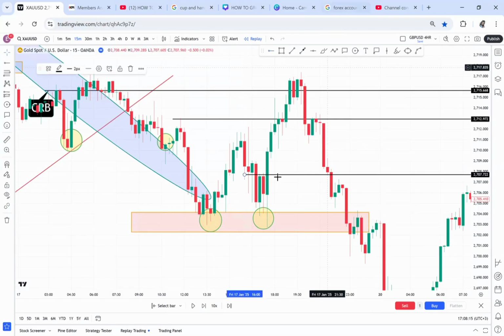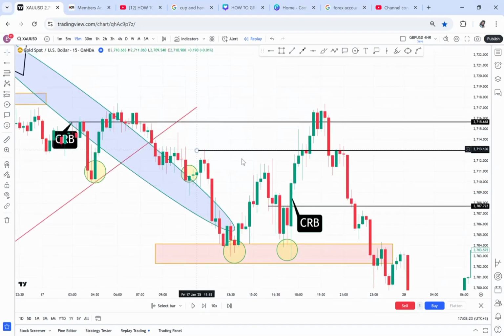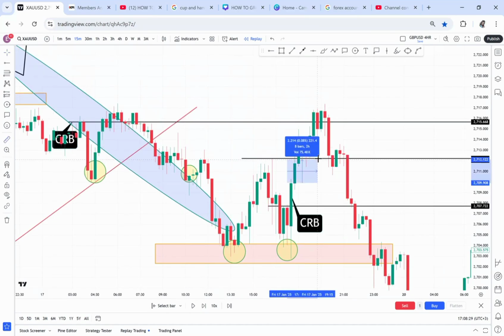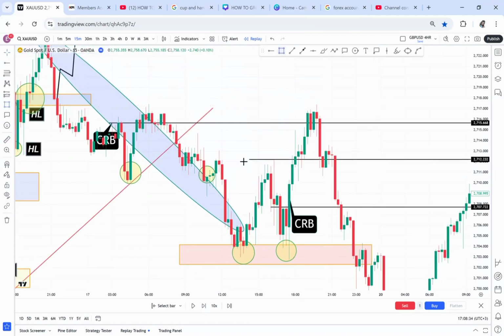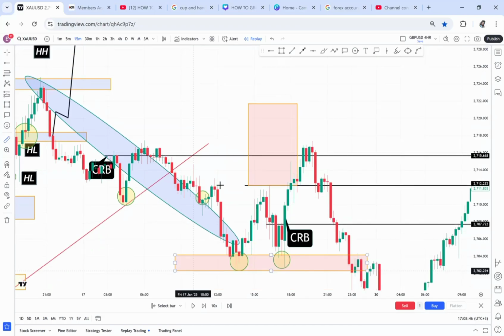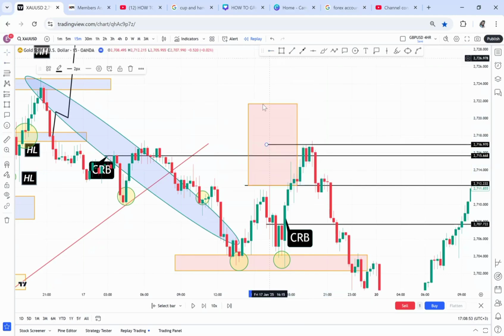CRB has happened, current resistance break, and then you enter that CRB up to there. So how many pips were those? Around 23 pips. When the neckline was broken, did it go to TP3? Let's see if it went to TP3, because TP1, 2, and 3 is what is guaranteed. You can see they went up to TP3. So this trade went up to TP3.